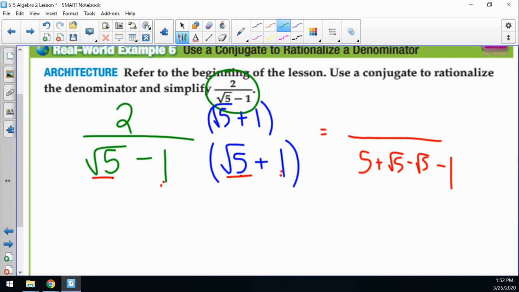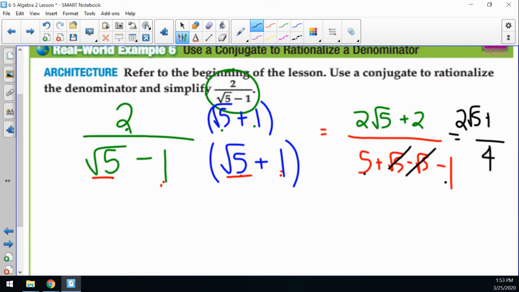Then I multiply the top. 2 times square root of 5 is 2 square roots of 5. And 2 times 1 would be plus 2. And so what we end up getting here is this square root of 5 plus and minus cancels out. And 5 minus 1 is going to be 4 on the bottom. And so I get 2 square roots of 5 plus 2 all over 4.